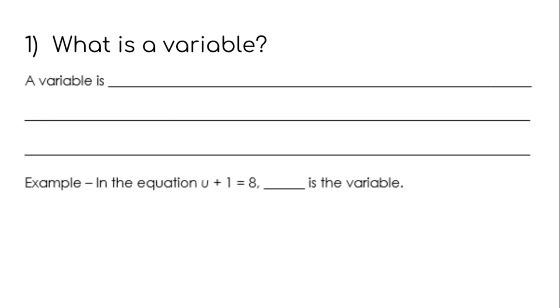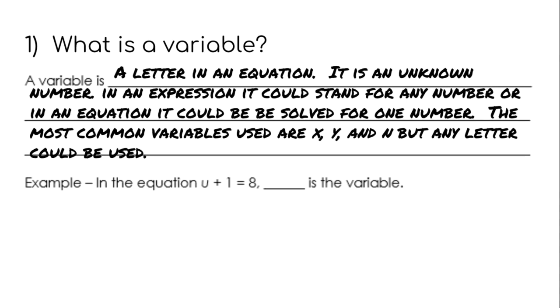So, our first question is, what is a variable? A variable is a letter in an equation or an expression. This is an unknown number that could stand for any number, or in an equation, it could be solved for one number. The most common variables used are x, y, and n, but any letter could be used. So pretty much your definition of a variable is it's a letter in an equation or an expression, and it stands for an unknown number. So for example, in the equation u plus 1 equals 8, the letter u is my variable.